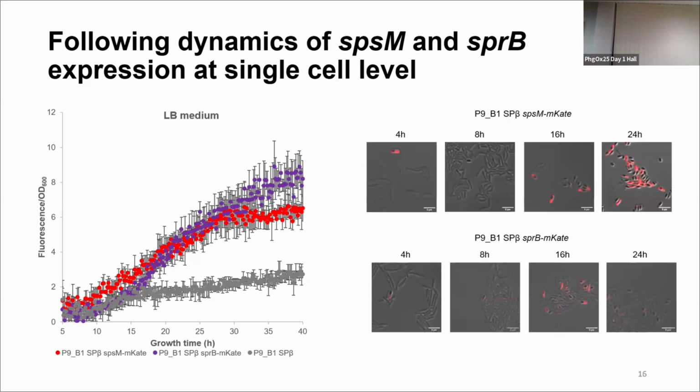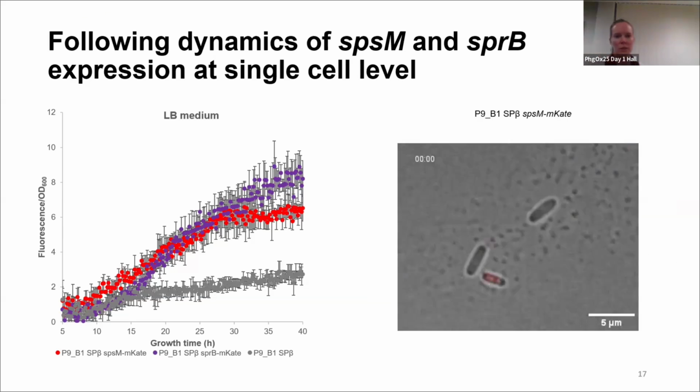And similarly, if we observe this under the microscope, so we take different time points, you can see that here at 4 hours, we might have a cell that is fluorescent, which is still originating from the inoculated stock. But then at 8 hours, you almost don't have any sporulating cells, so also not any signal. And then at 16 hours and on, we get a lot of cells which are expressing the SPSM and are therefore giving a red signal.